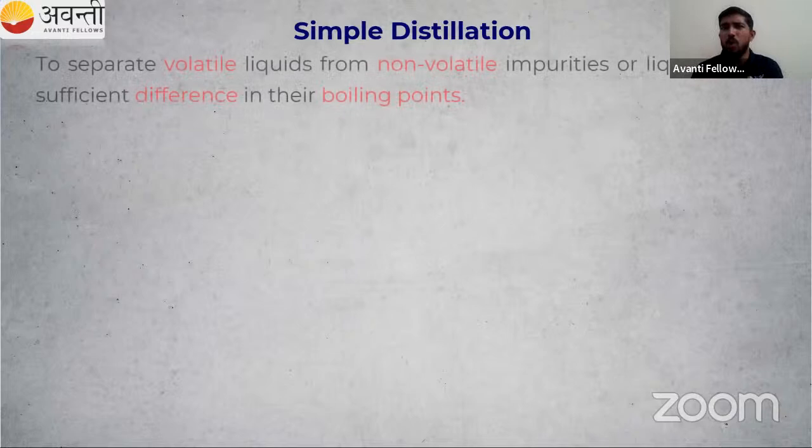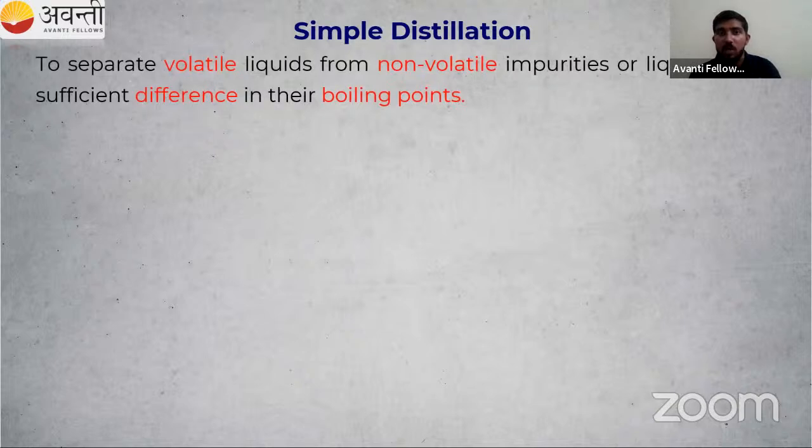We have to study those examples. So simple distillation means, so you can tell me, simple distillation means what? Which are the compounds that can be separated using simple distillation? To separate volatile liquids from non-volatile impurities, or liquids having sufficient difference in their boiling point. Or I can say I have two components and they have a large difference in their boiling point, then I can separate them using simple distillation.